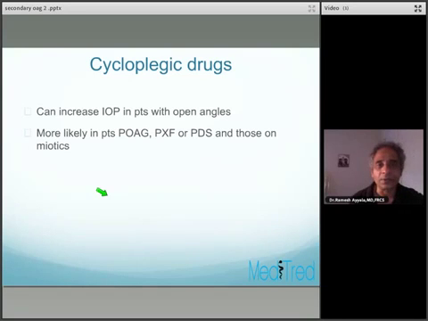Lastly, cycloplegic drugs that we use normally in our clinic can occasionally increase intraocular pressure in patients with open angles. This is more likely to occur in patients with primary open angle glaucoma, pseudoexfoliative glaucoma, or pigment dispersion syndrome, and those who are on miotics. The exact mechanism as to how the cycloplegic agents increase intraocular pressure is unknown, even though there is a suggestion that it has to do with the change in the trabecular meshwork configuration following cycloplegia.